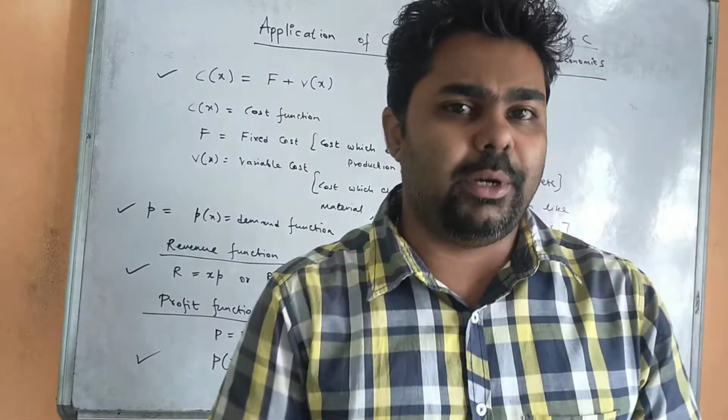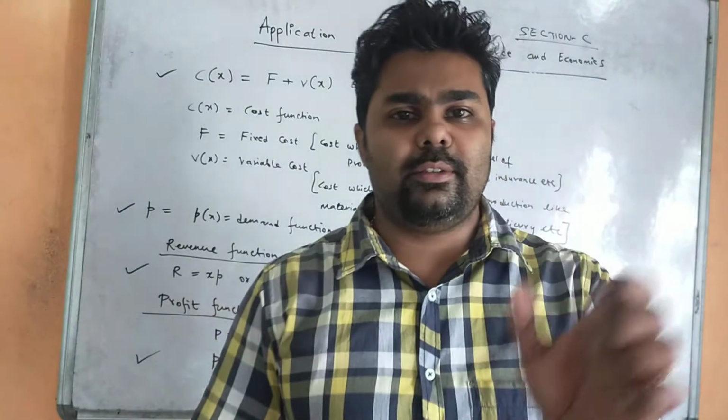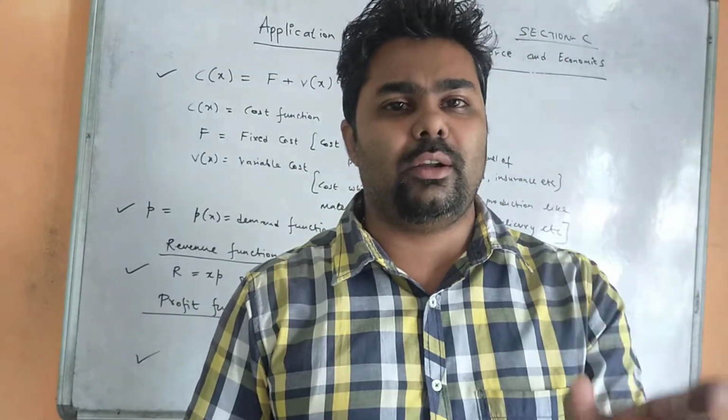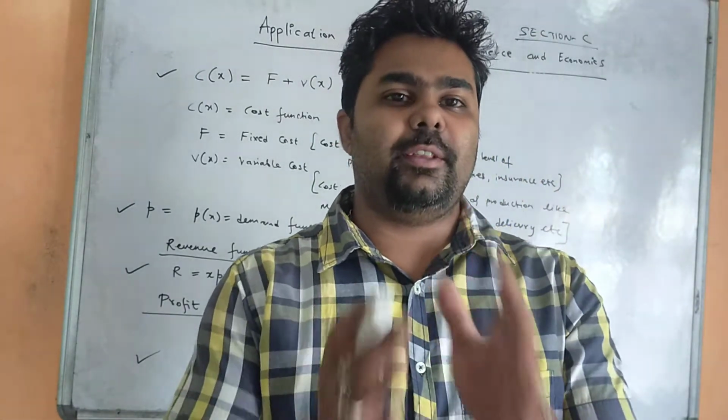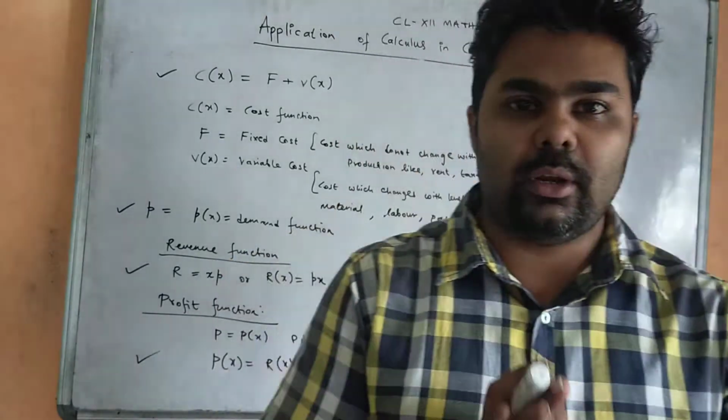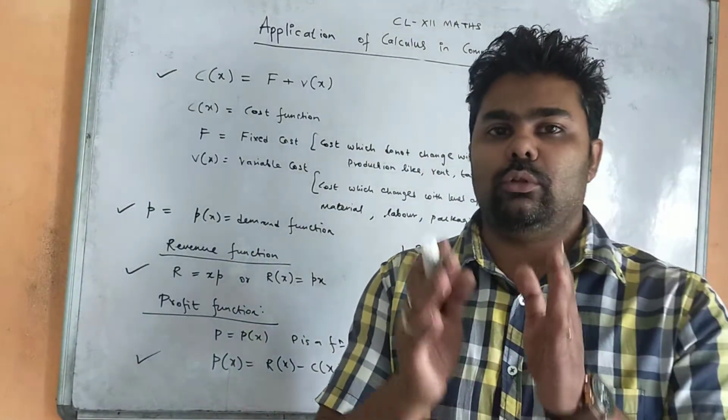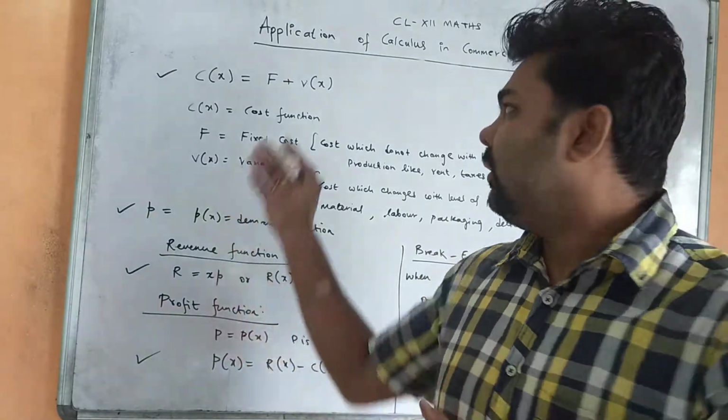Suppose you have made an agreement with the owner that for 6 months or 1 year or 6 years you will be paying the same rate, that means that will not change, right? So total cost equals fixed cost plus variable cost.